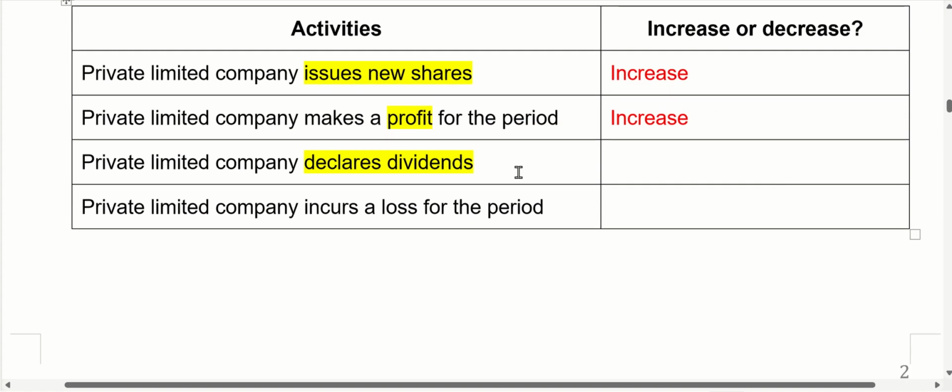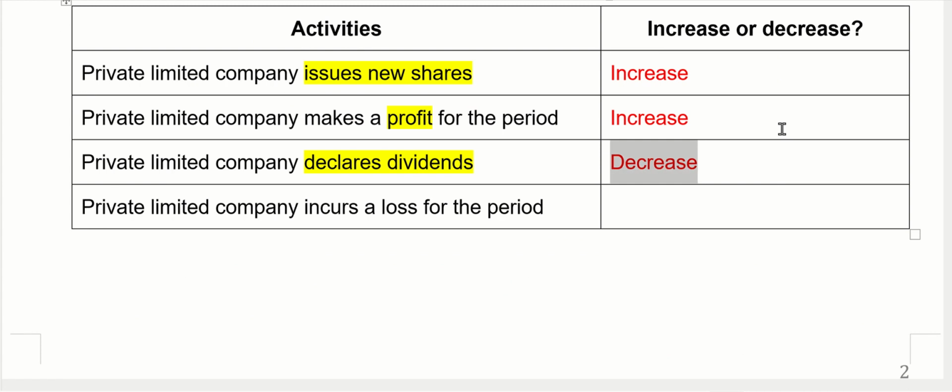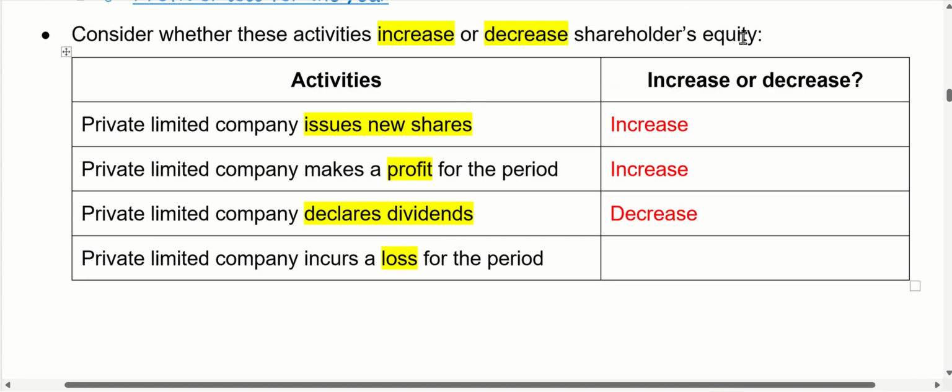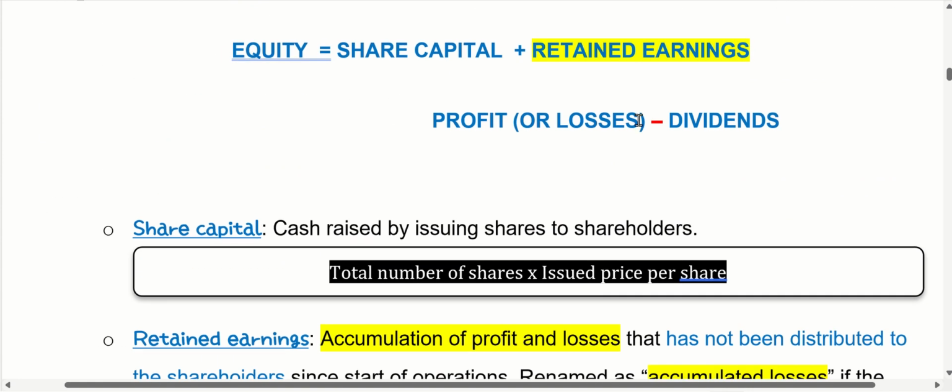All right, so when your business declares a dividend, your shareholders' equity will decrease. Let's take a look at loss for the period. What happens when there is a loss for a period? Losses for a period is right over here.